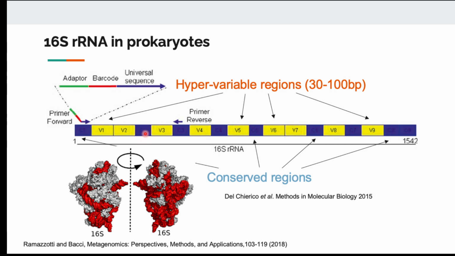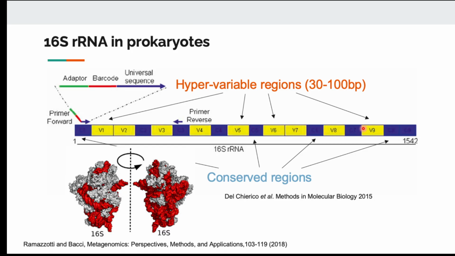So for us, we can design primers that can amplify certain hypervariable regions, like a certain yellow region, by designing the primer to be specific to the flanking conserved region. So we have a choice, right? We can amplify the V1, V2 hypervariable region, or we can amplify the V3, V4 region, V5, V6, V7, V8, V9.